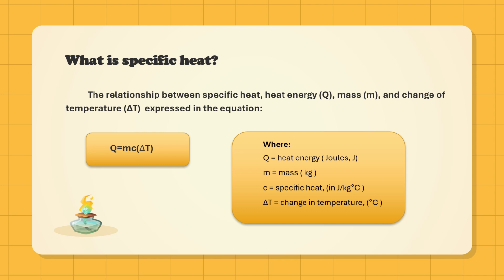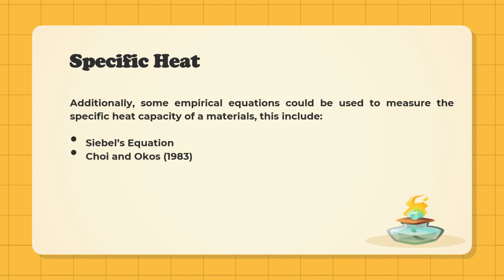Here we have the relationship between specific heat, heat energy, mass, and change of temperature expressed in the equation, where Q is the heat energy in joules, m is the mass in kilograms, c is the specific heat in joules per kilogram degree Celsius, and delta T is the change of temperature in degrees Celsius. Additionally, some empirical equations could be used to measure the specific heat capacity of a material. These include Siebel's equation and the Choi and Okos equation.